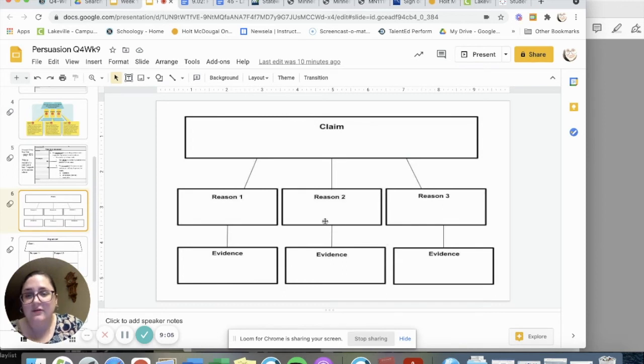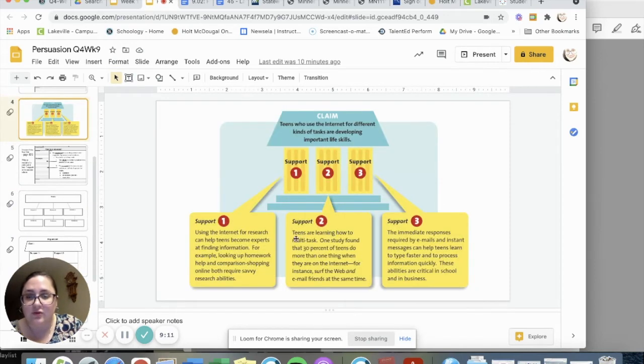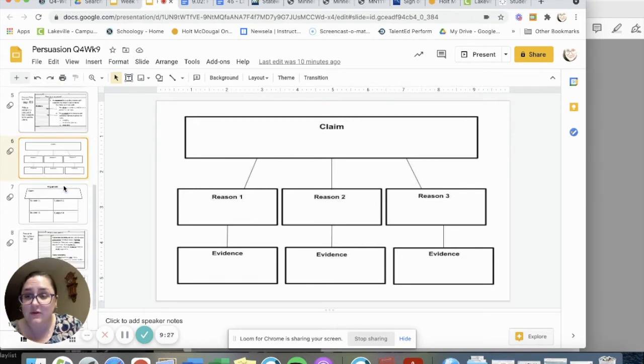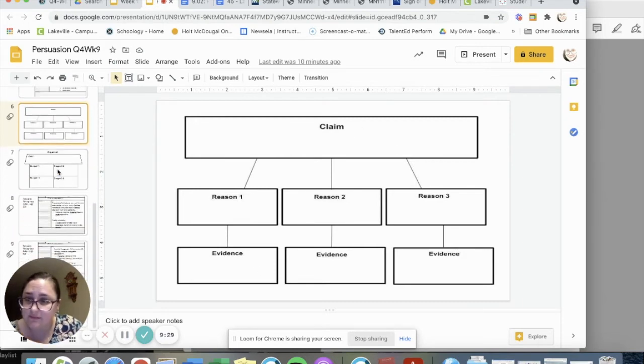And then we have the one with the statistic. So we would put our reason up there, and our reason was teens are learning how to multitask. And then the study information we would put under evidence, and same goes for reason 3. Okay, so you can see how these directly support our claim. Everything has to do with supporting the claim to make sure that everybody else believes us, right?